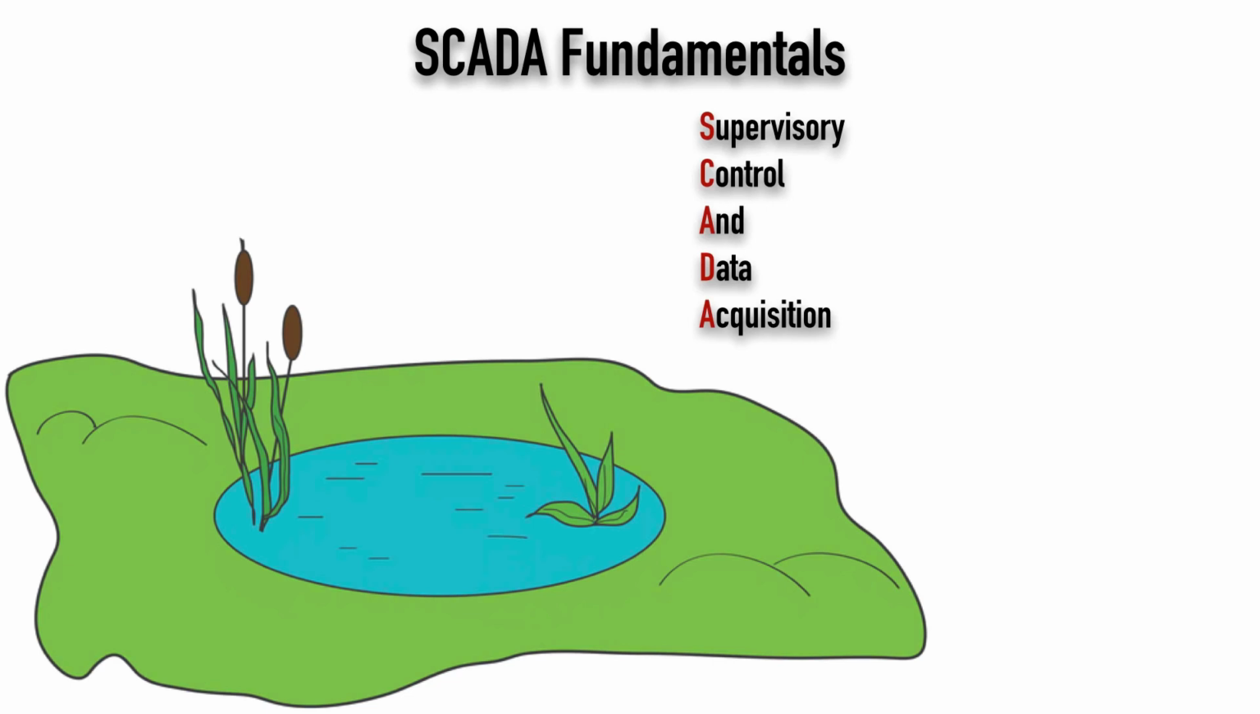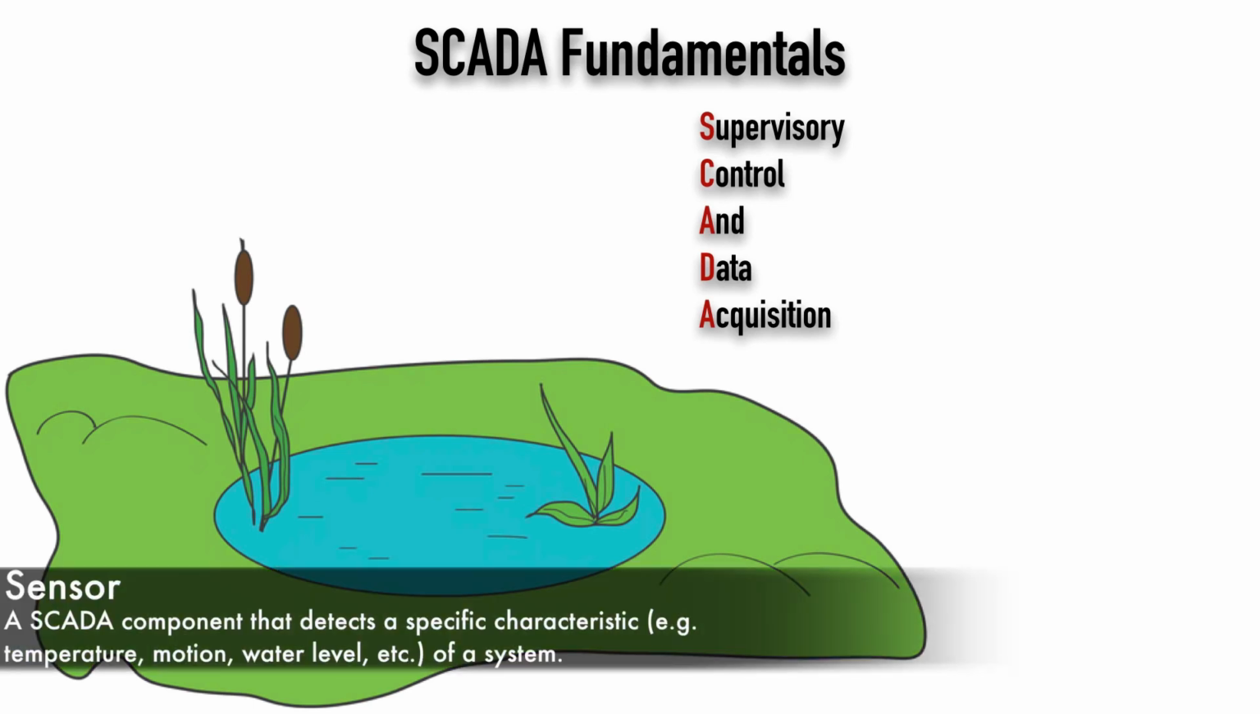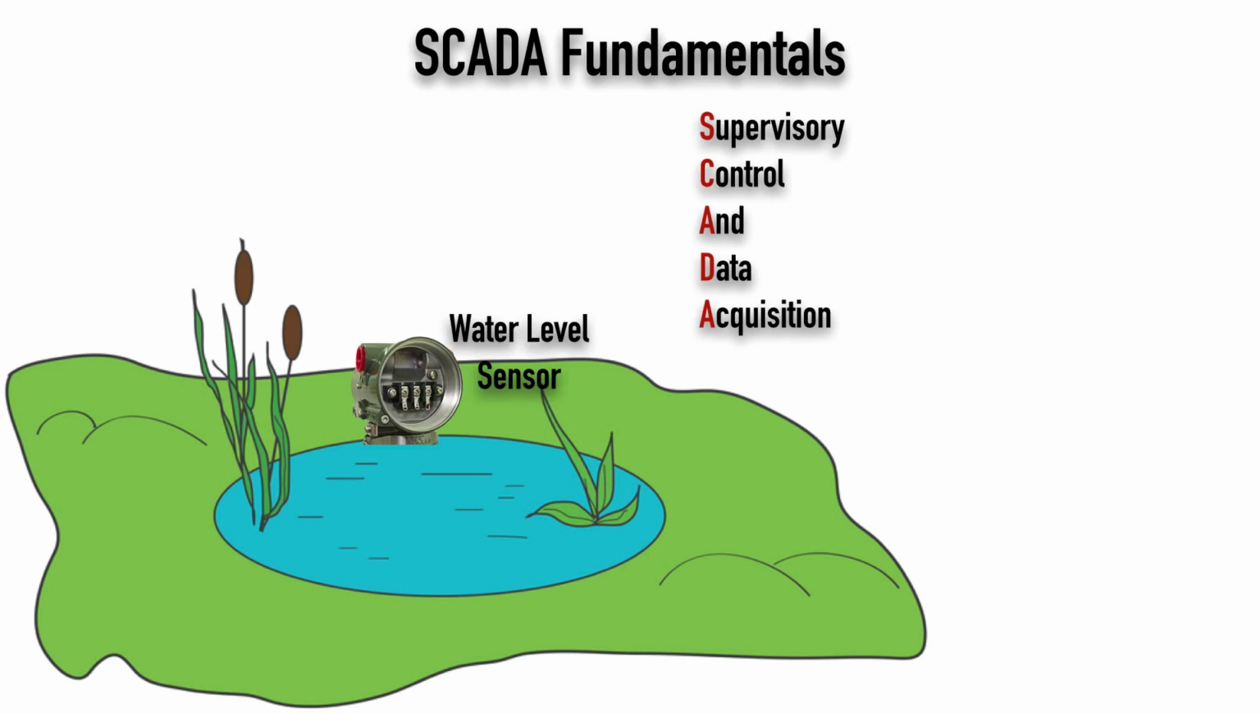And a SCADA component that we need to add is a sensor. Now here, I'm adding a water level sensor. It's going to detect how deep the pond is. Is the water level rising? Depending on what system you're monitoring, you could have a variety of sensors. Maybe it's a temperature sensor. Maybe it's a current sensor. You're sensing current flowing through an electrical cable. Maybe it's a motion sensor, but here we've got a water level sensor.